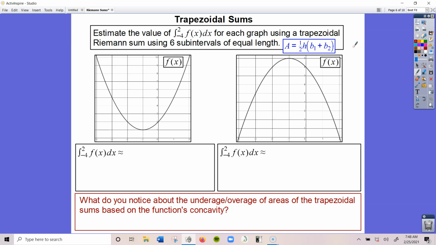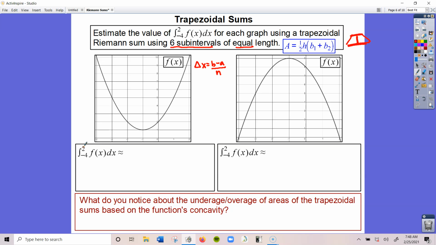Because remember, a trapezoid looks like this. So 1/2 times the height of the rectangle times b1 plus b2. So now let's see how we draw this in. We want to find the trapezoidal sum using 6 subintervals of equal length. So remember how we find equal length. We have our change in x, and that is b minus a divided by the subintervals.